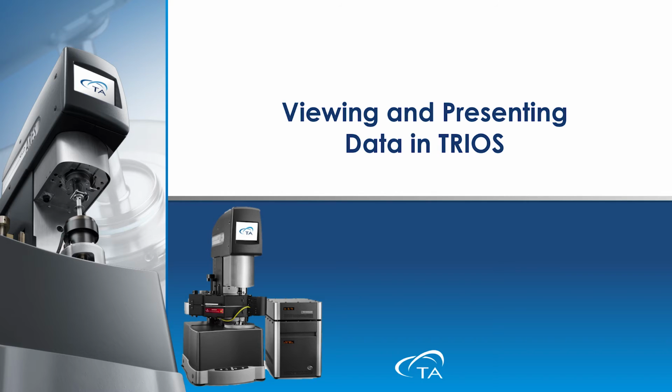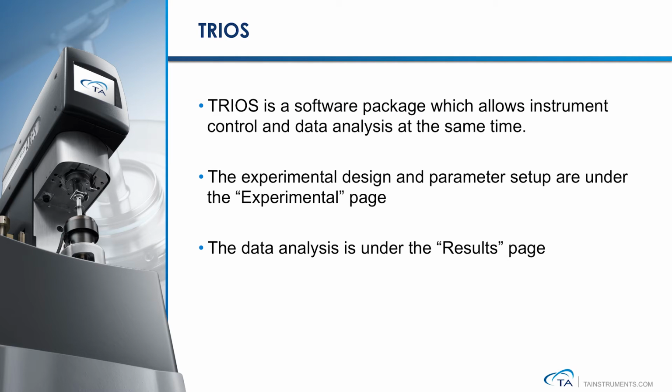We have given a brief introduction to the basic structure of TRIOS software earlier. In this section, we will highlight a few methods to view, present, and analyze data within TRIOS. TRIOS is a software package which allows instrument control and data analysis at the same time. The experimental design and parameter setup are under the experimental page. The results view and data analysis is under the results page.